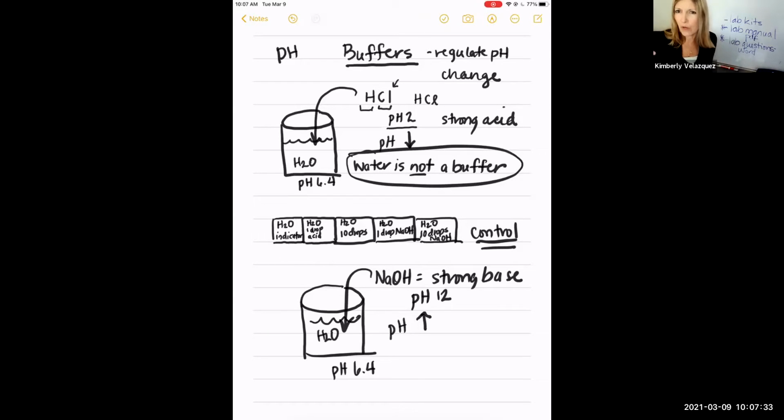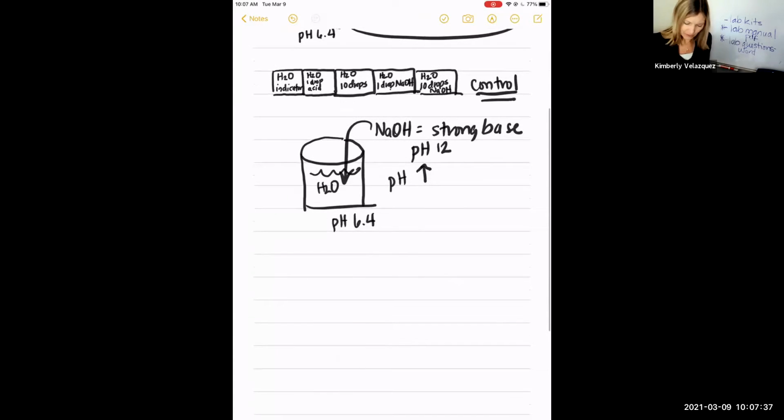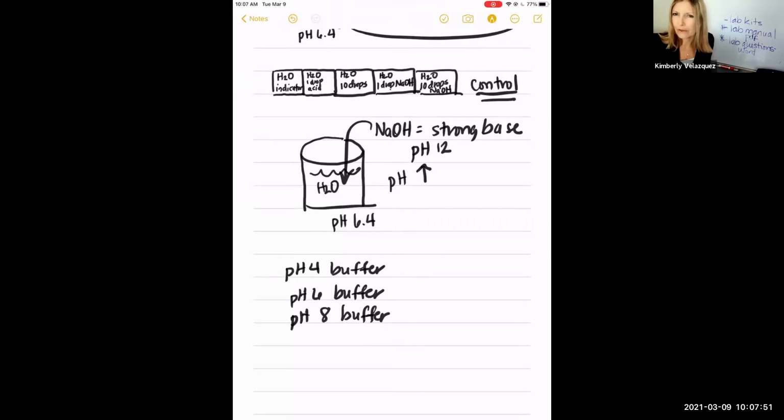So the next 3 rows are really your 3 different pH values of the buffer. You have pH 4 buffer, pH 6 buffer, and pH 8 buffer. And in a perfect world, you would have had full bottles of all 3 of those beautiful buffers. But we already know that that is not the case.